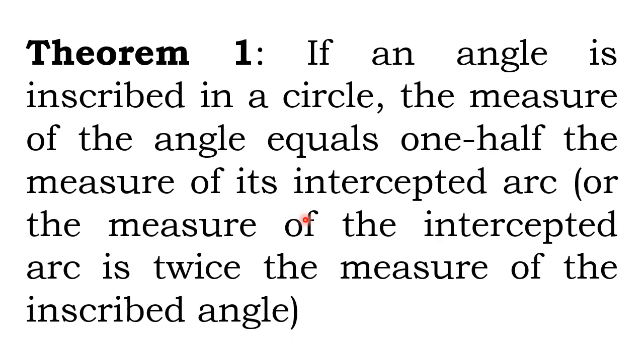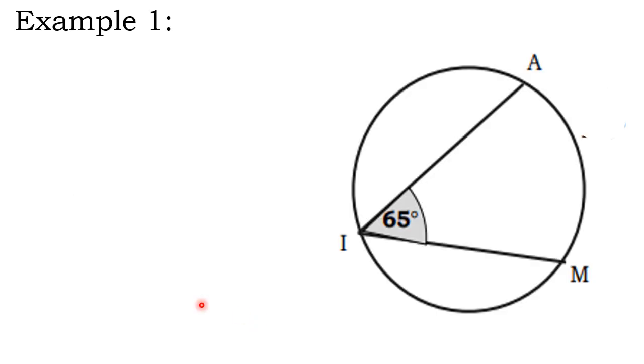Now let's begin with theorem number 1 on theorems on inscribed angles. First theorem: if an angle is inscribed in a circle, the measure of the angle equals 1/2 the measure of its intercepted arc, or the measure of the intercepted arc is twice the measure of the inscribed angle. Let's have an example.